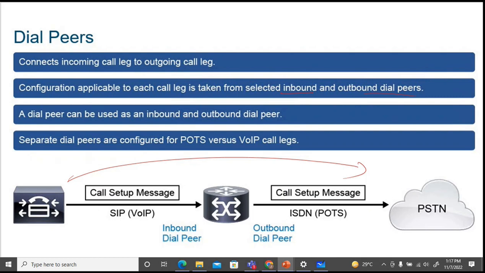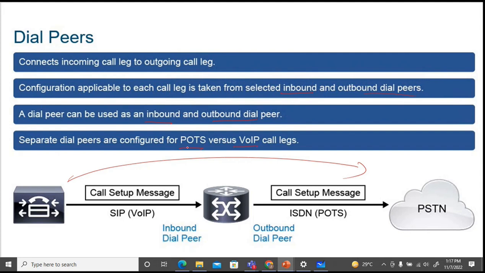As in routing on routers, you need the information of the source to the destination, the path, so that the call will be routed. In the same way, dial peers are required for that purpose, to define a path. A dial peer can be used as an inbound or outbound dial peer. You can configure inbound or outbound dial peers. Separate dial peers are configured for POTS versus VoIP call legs.